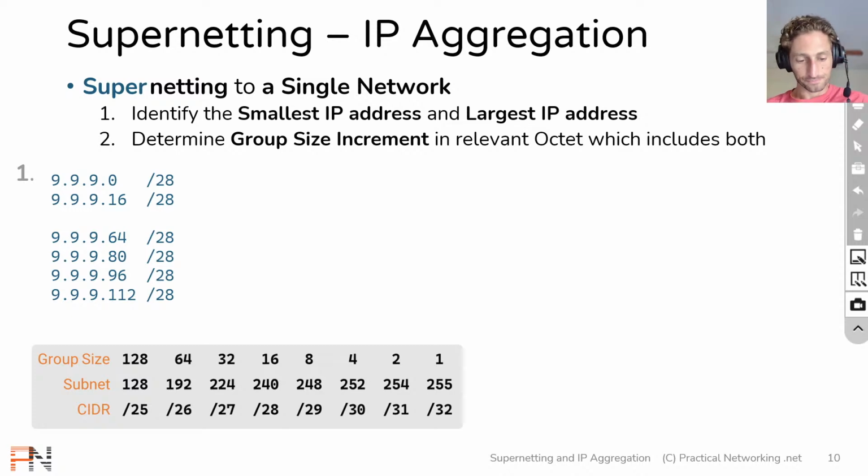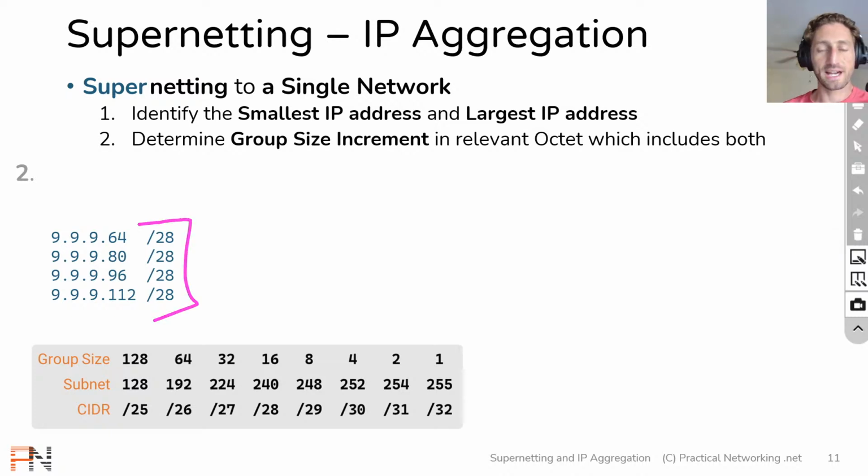All right. The next one we're going to work through is this guy right here. So now we only have four /28s that we're going to work through, and we're going to summarize those. But again, the process is the same. Find the smallest IP, find the largest IP, and figure out a group size increment which includes both.